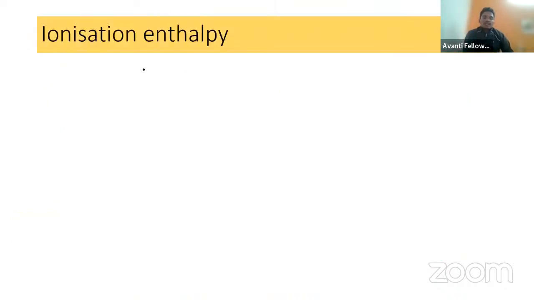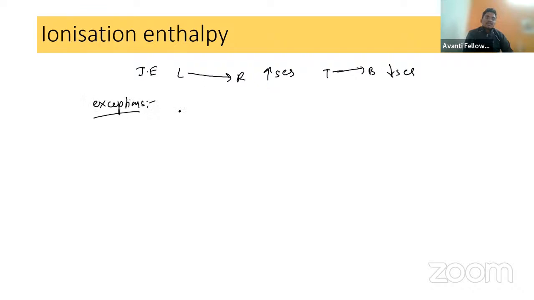And we already know ionization enthalpy from left to right increases, and from top to bottom it decreases. There are some exceptions, very most important exceptions you will observe. They are because of the screening effect, and the next one is due to the penetration effect.